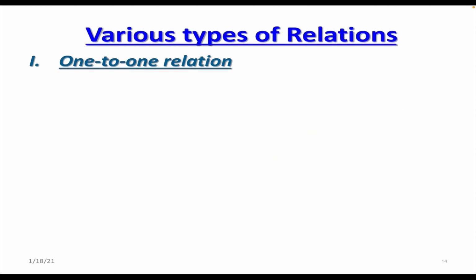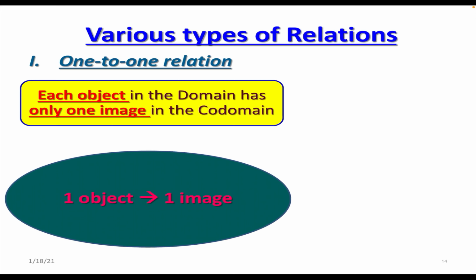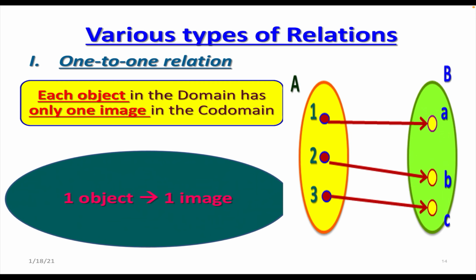Now, let's break down different types of relations. So there is a kind of classification. One-to-one relation. For this type, each object in the domain has only one image. One object, one image. For example, each element from set A has only one image. So this picture shows this perfectly.